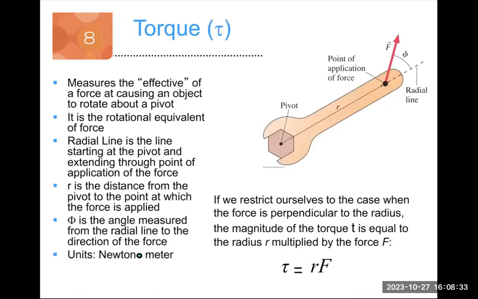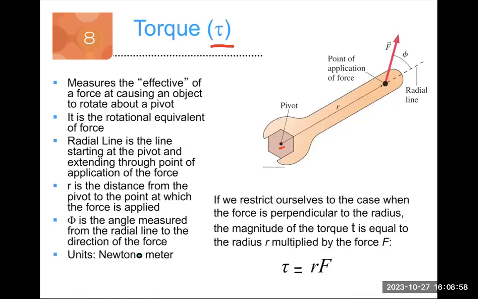So torque is represented by this Greek symbol. It's known as tau. And your torque is measuring the effectiveness of a force causing an object to rotate about a pivot point. Notice this picture of the wrench. You see our pivot point right here.